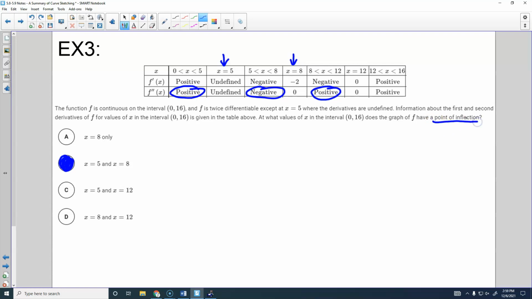Point of inflection. What does it mean happens at point of inflection? What switches from positive to negative? F double prime, which means that you have a change in concavity. So the second derivative is where we look for concavity. We look to see if it changes signs there.